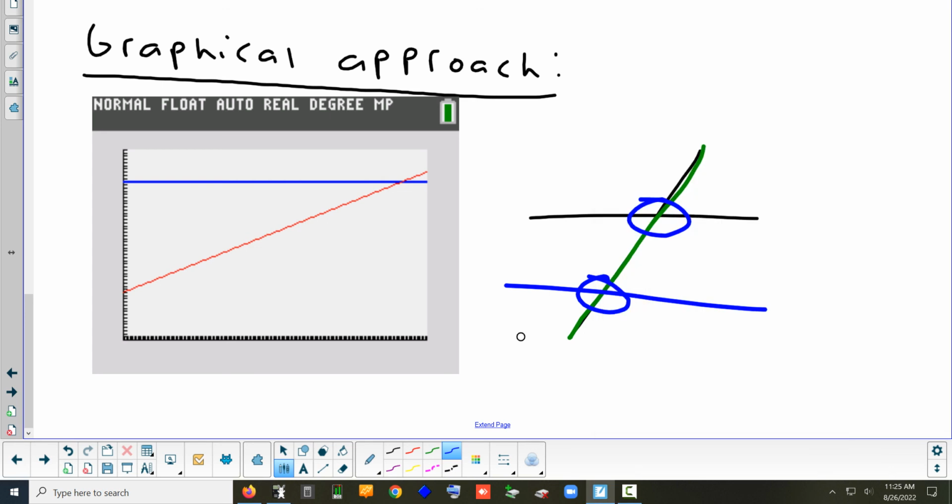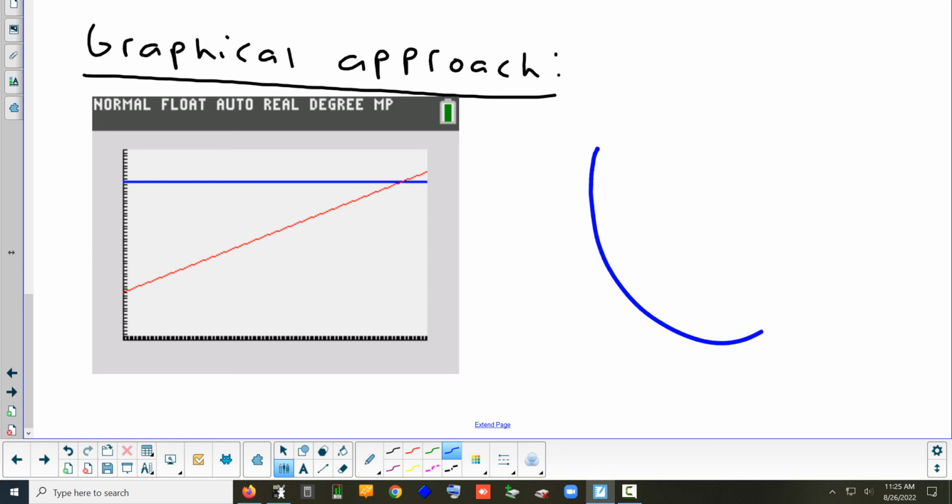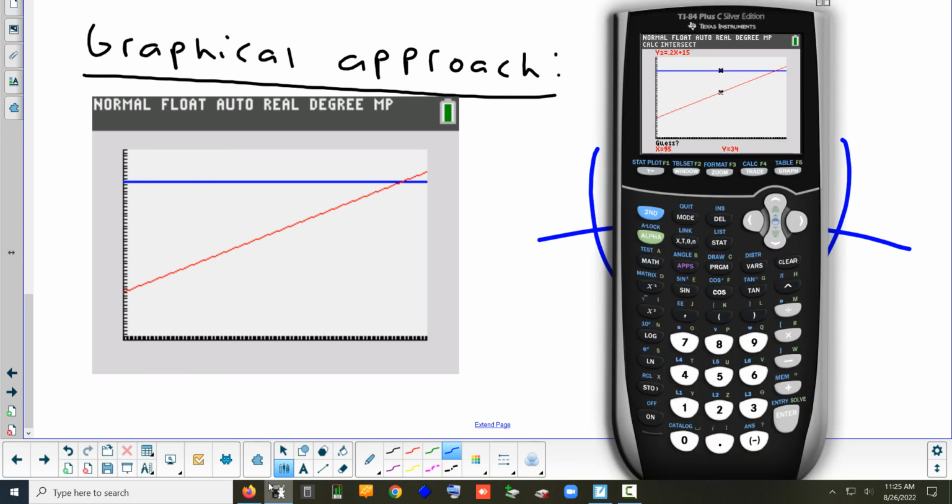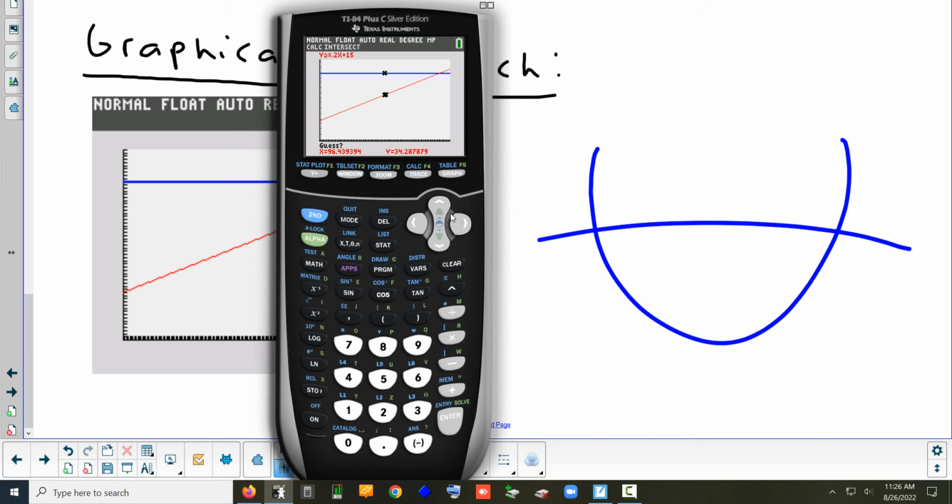What the guess is for is, let's say you had a problem like this. You've got a parabola and a line. The calculator can only give you one intersection point at a time. If you take your guess and you move the arrow closer to one of the intersection points, it would give you that one. If you move the guess closer to this one, it'll give you that one.